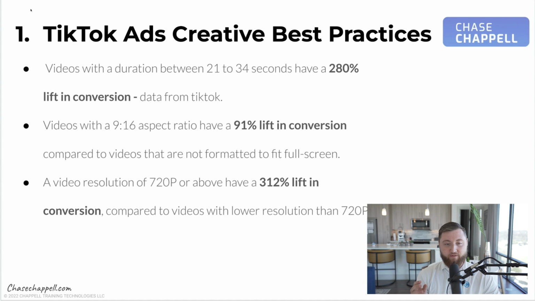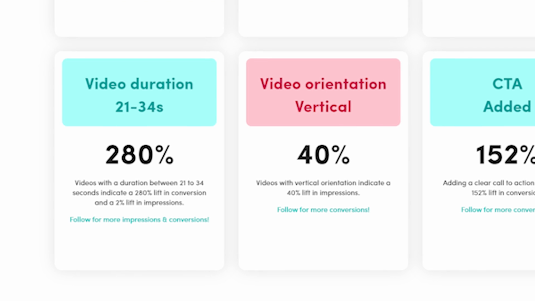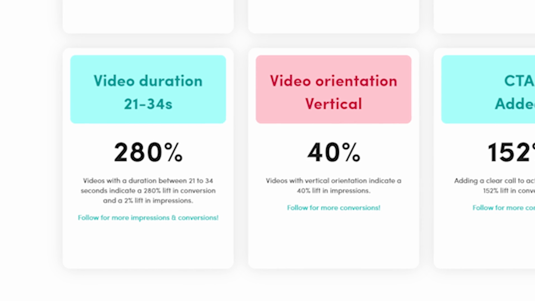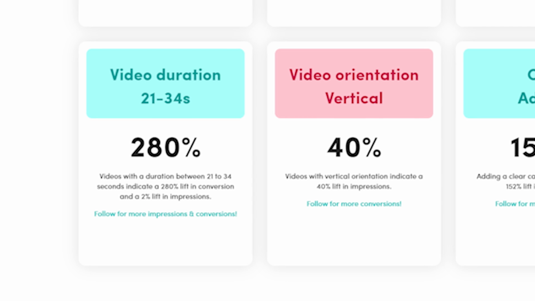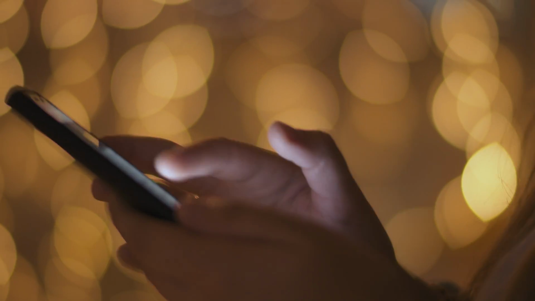So number 1 is videos with a duration of 21 seconds to 34 seconds have a 280% lift in conversion. Yes, you heard that right, 21 seconds to 34 seconds. If you literally just have TikTok ads that are at least 21 to 34 seconds long, you automatically have a competitive advantage over other TikTok advertisers. And the reason for this lift in conversions is because that's enough time for you to deliver information in a concise way to the actual consumer that might be purchasing your product or the business that might be choosing to work with your service.